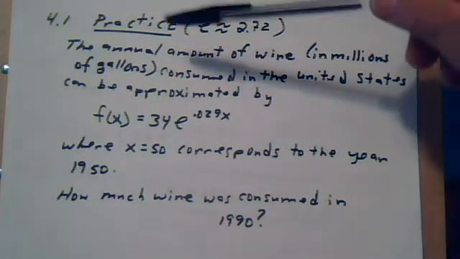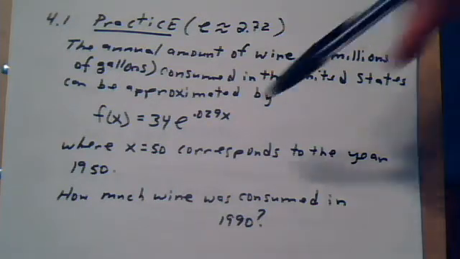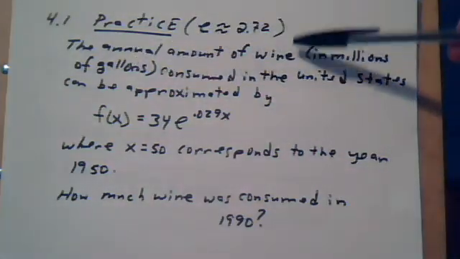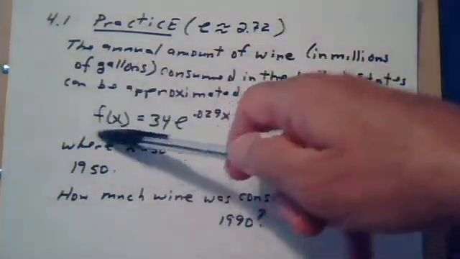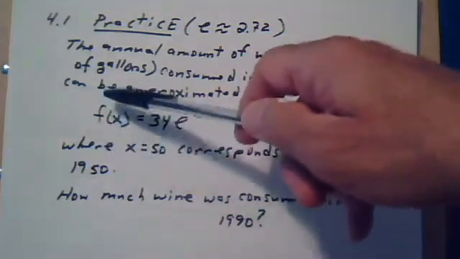Here's a problem. The annual amount of wine in millions of gallons consumed in the United States can be approximated by this equation. Anytime they give you a formula or an equation, find out what the letters are going to mean in the problem. Notice the annual amount of wine consumed. So that would be this part. This is like your y. This is the amount of wine, the f of x, which is like a y.